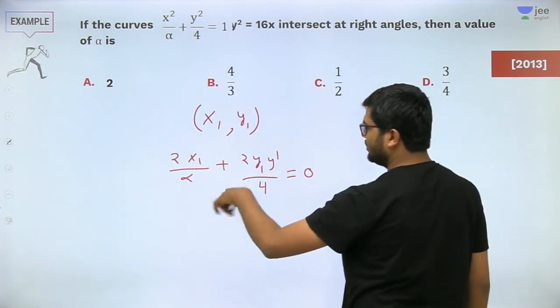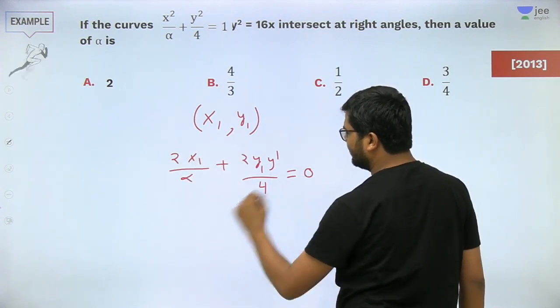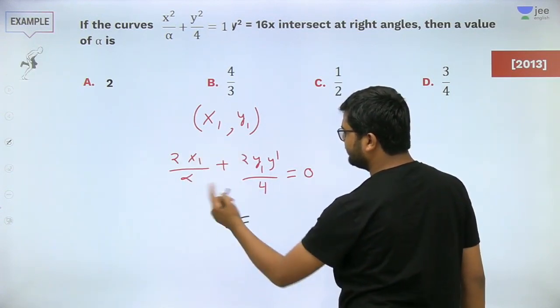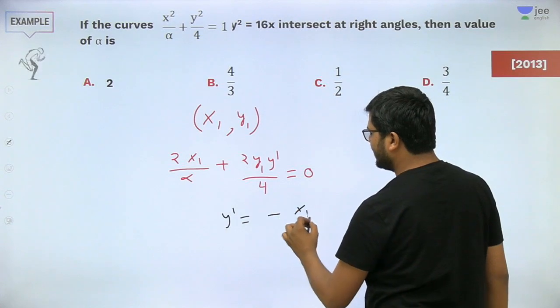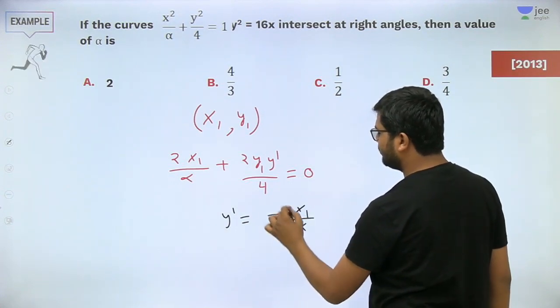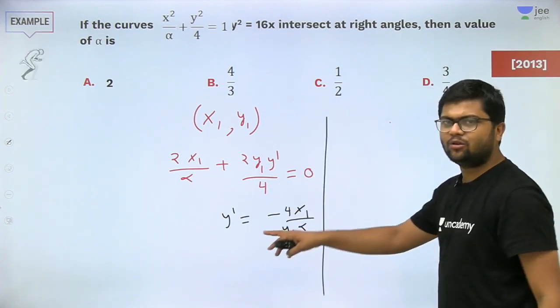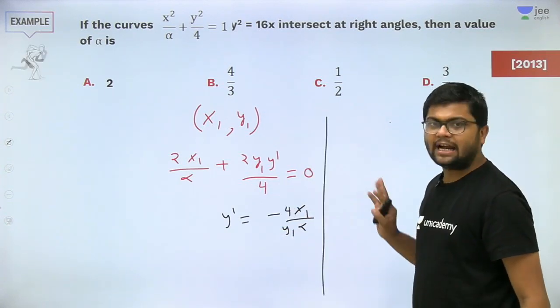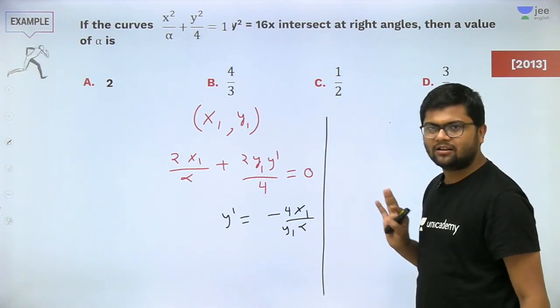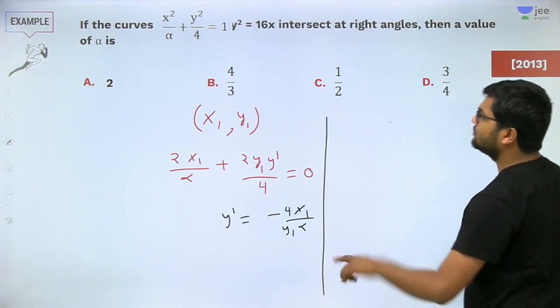Okay, now you just take out 2 as common, so the y dash derivative will come out to be minus x1 upon alpha, and 4 will come in the numerator and y1 will come in the denominator. So that is the value of slope for the first curve at the point x1 comma y1. Getting my point? Wonderful students, wonderful.